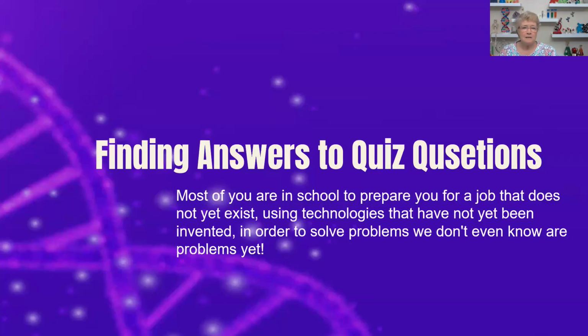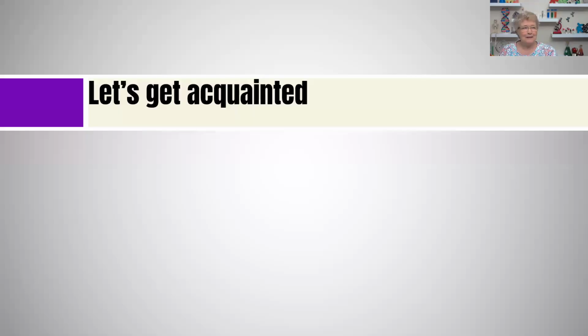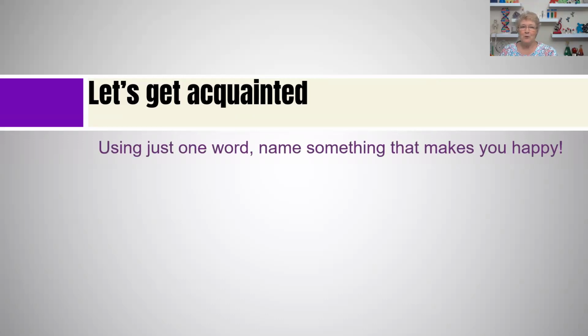I want to do this. It's kind of fun. I want to do a little let's-get-acquainted game, because the more we can get to know each other, the more fun the class is going to be. Somewhere in the next couple of classes, we'll do a few question and answer kinds of things. Just type your answer into the chat box here. Here's the first one: using just one word, name something that makes you happy.